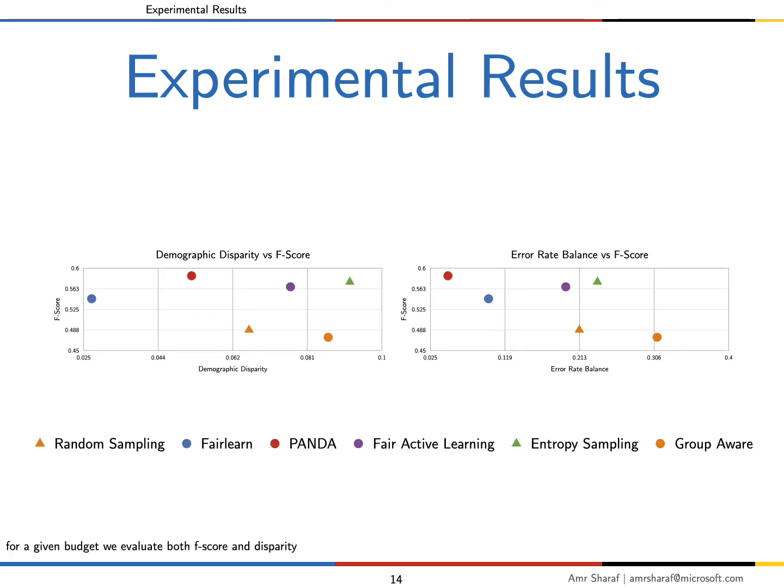These are some more results where we show the trade-off between the demographic disparity and the F-score for the figure on the left, and the error rate balance and the F-score for the figure on the right. And our approach is the only approach that maintains high F-score while abiding by the small demographic disparity and error rate balance trade-off or constraint.